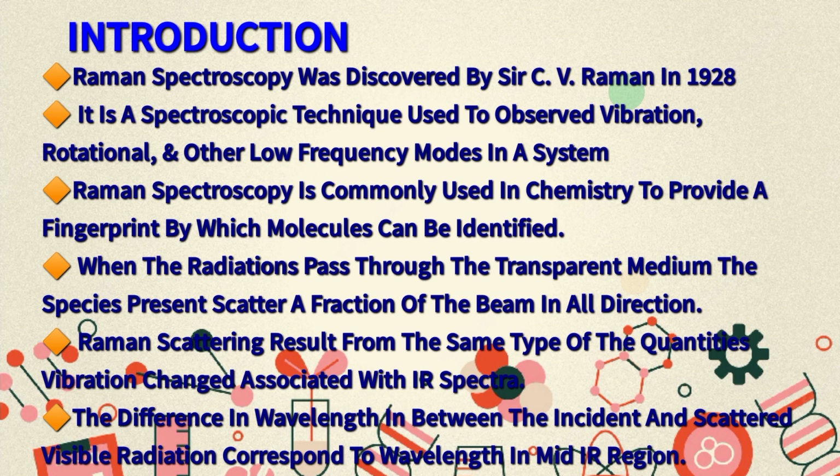When radiation passes through a transparent medium, the species present scatter a fraction of the beam in all directions. Raman scattering results from the same type of quantized vibrational change associated with IR spectra. The difference in wavelength between the incident and scattered visible radiation corresponds to wavelengths in the mid IR region. This is a small introduction of Raman spectroscopy.